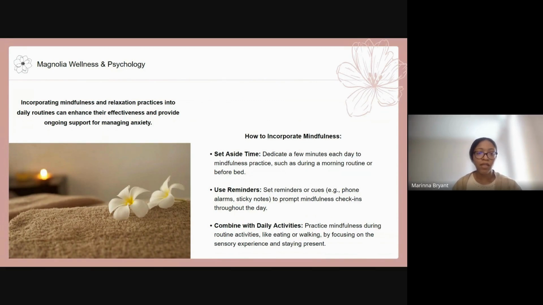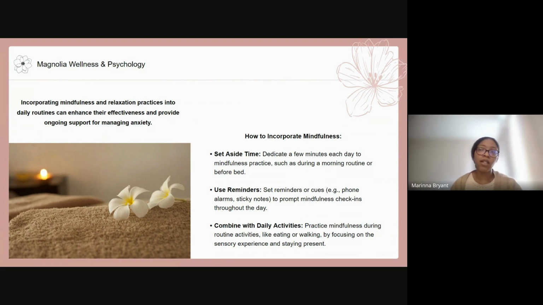Now, how can we incorporate this type of mindfulness and relaxation practices into our daily routine? Incorporating mindfulness into your routine doesn't have to be time consuming. You can practice mindful breathing for just a few minutes each morning or before bed. You can even set reminders on your phone to check in with yourself throughout the day. Mindfulness can also be practiced during everyday activities like eating or walking by staying focused on the present moment.